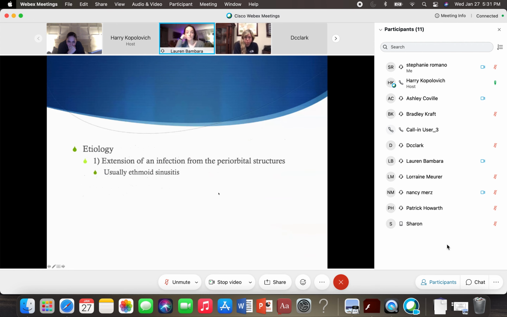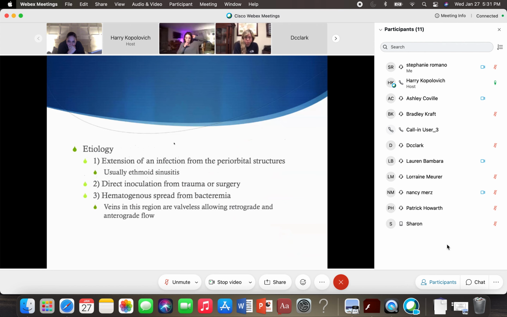Postseptal cellulitis is usually an extension from an infection from the periorbital structure. Usually ethmoid sinusitis could do this, or you could have direct inoculation, in this case, from trauma or surgery. In addition, patients that are immunocompromised can develop a postseptal cellulitis from bacteremia. Again, veins in this area, the danger zone of the face, are valveless and allow retrograde and anterograde flow.